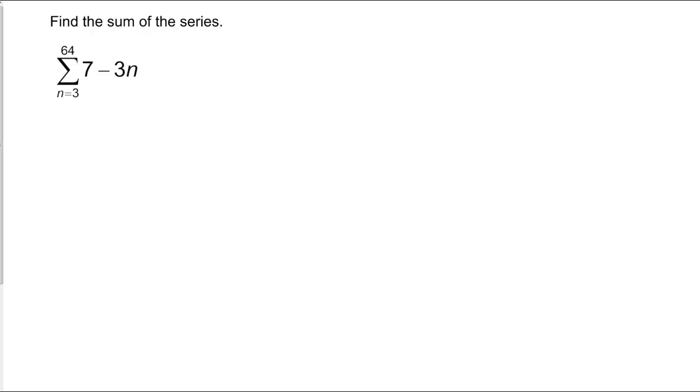In this next example, it's also a sigma notation. So again, we notice though this time that n is equal to 3. So the first term I'm going to plug in is 3. And that'll get me 7 minus 9, which is negative 2. Plug in 4. When I plug in 4, that's 7 minus 12, or negative 5. Plug in 5. 7 minus 15, which is negative 8. So this is appearing to be arithmetic.